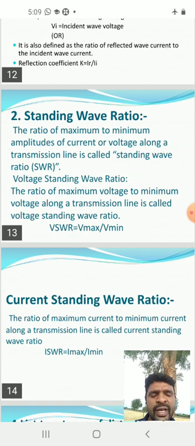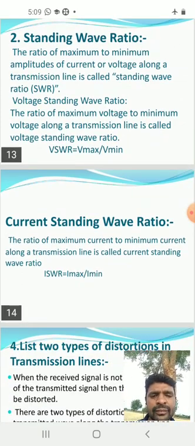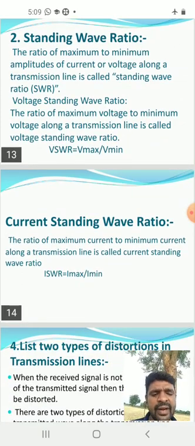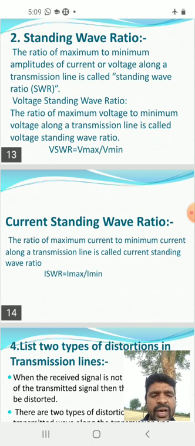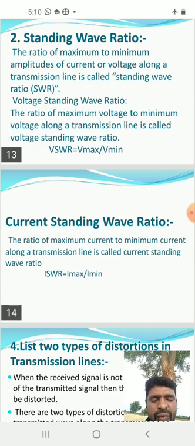Vmax is the maximum voltage, Vmin is the minimum voltage. The ratio of Vmax by Vmin is called VSWR. Current standing wave ratio is the ratio of maximum current to minimum current along a transmission line. ISWR equal to Imax by Imin. Imax means maximum current, Imin means minimum current. Imax by Imin is called ISWR, current standing wave ratio.